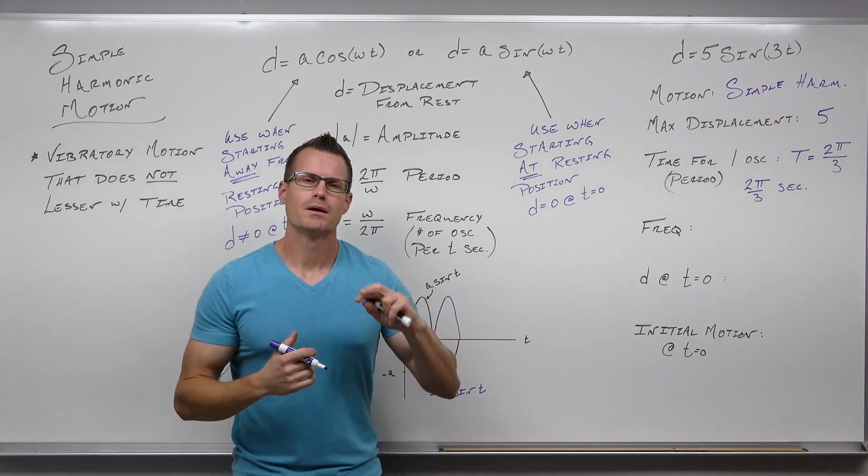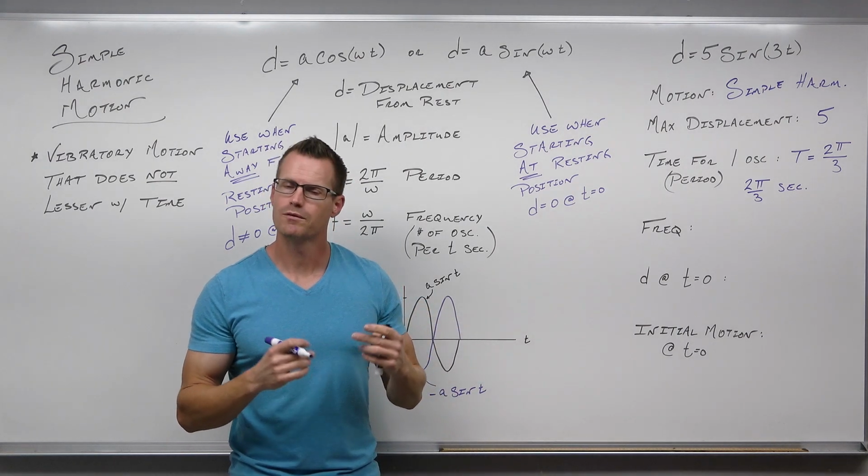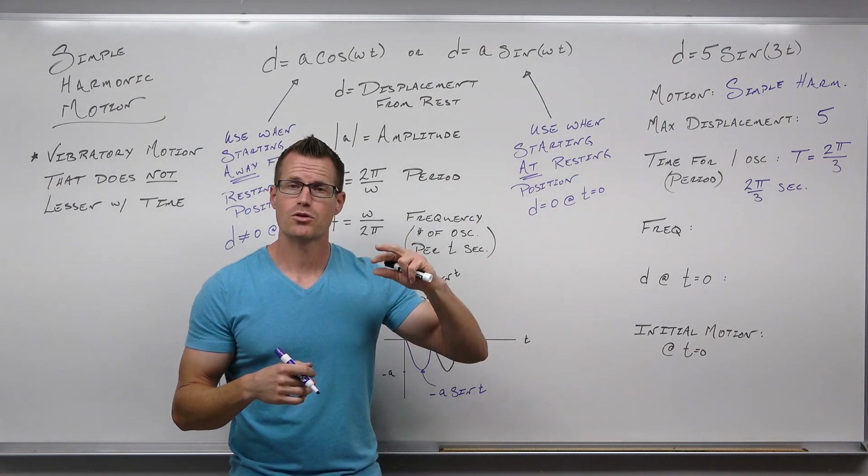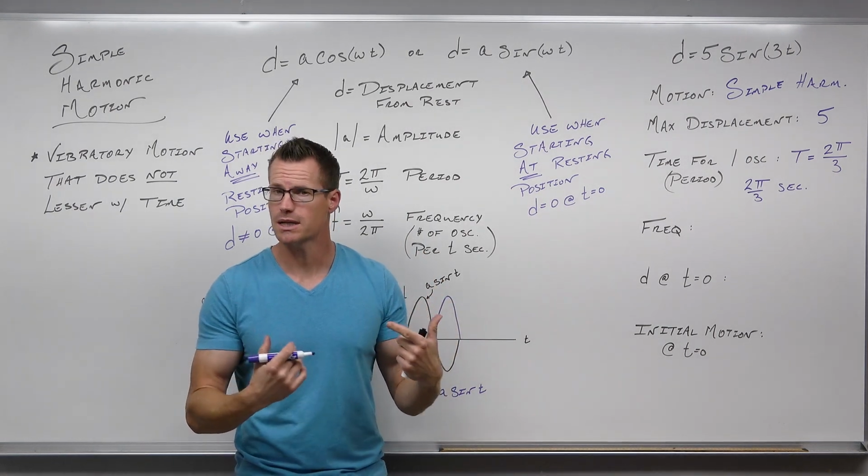How about your frequency? Frequency is always the reciprocal of your period. So if we have 2 pi over 3 seconds to create a full period, it'll be 3 over 2 pi oscillations per second.